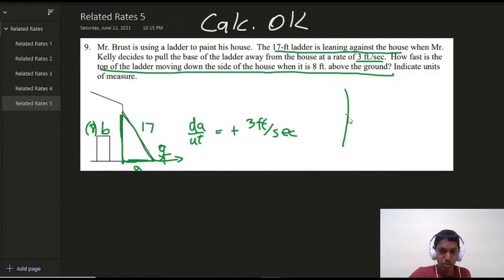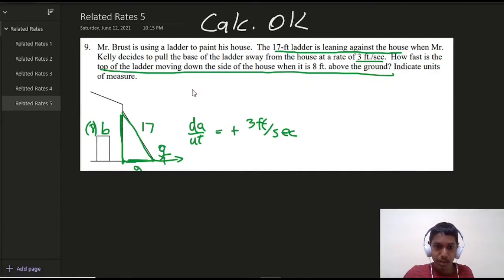Because if the ladder falls, maybe it falls like this. B is no longer 8. B is less than 8 in this scenario. So the ladder is just falling. B is always changing with respect to time. That's why I put this little parentheses here to remind myself that this is not a constant value, and so I should not plug it in before I differentiate.